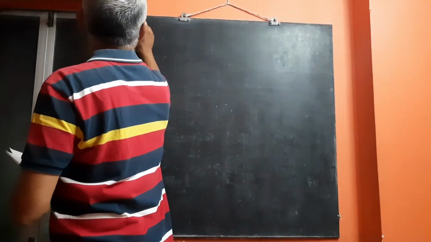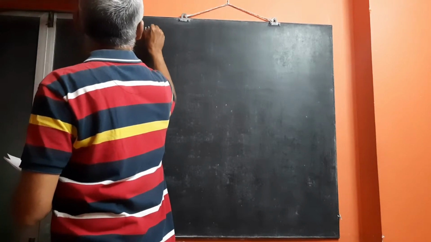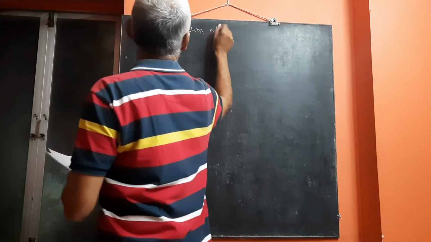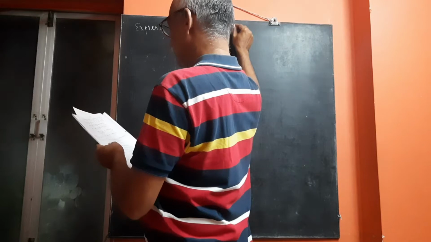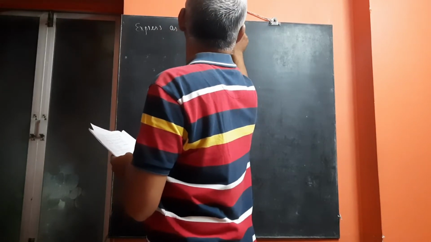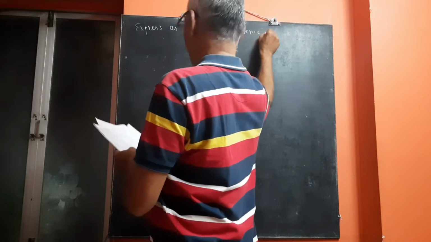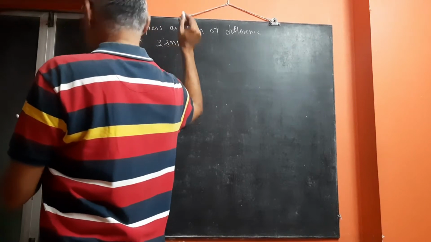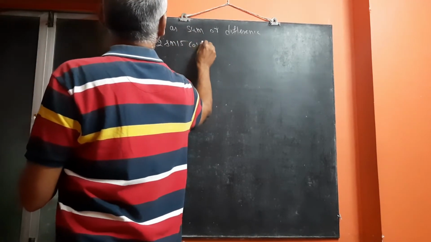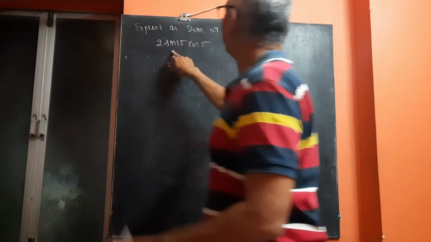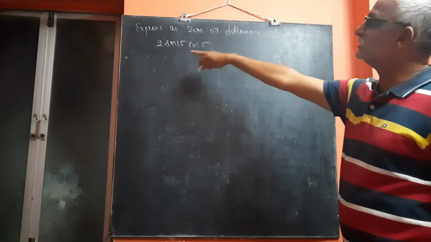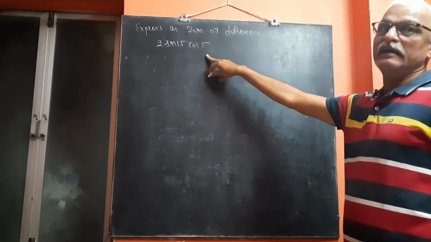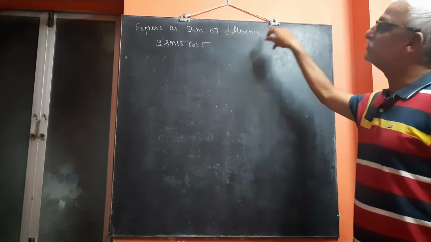Express 2 sine 15 into cos 5 as sum or difference. We have to express this multiplication of the sine and cos as either sum or difference of sine and cos.